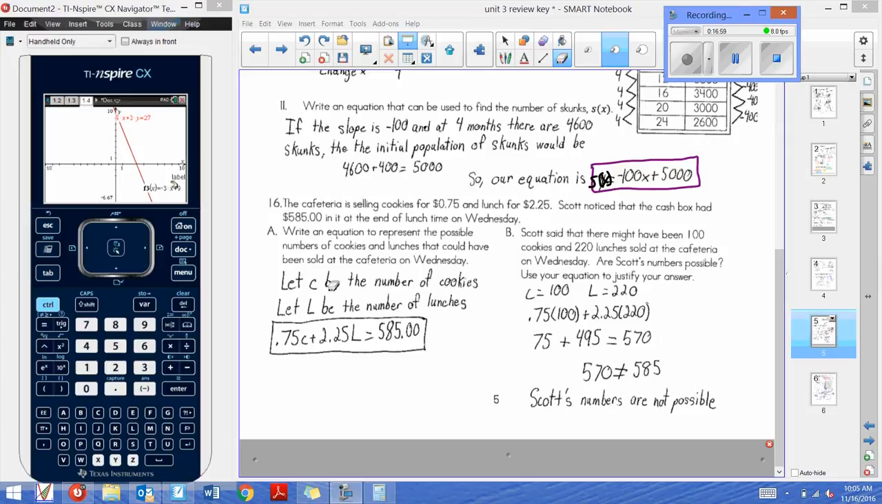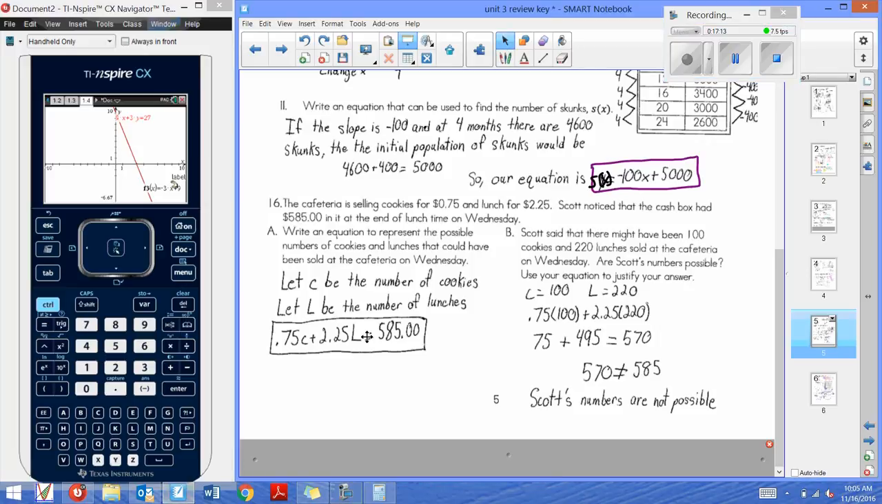Moving on to question number 16, they didn't tell us anything about variables. Your variables might be C and L, or they might be X and Y, but either way, this is what your equation should look like. Remember, we talk about being consistent with our units, so money, money, money. If you just had C plus L, that would be the number of cookies, and L would be the number of lunches, and that wouldn't be consistent. So lunches, cookies, money. We have to put everything in terms of money.